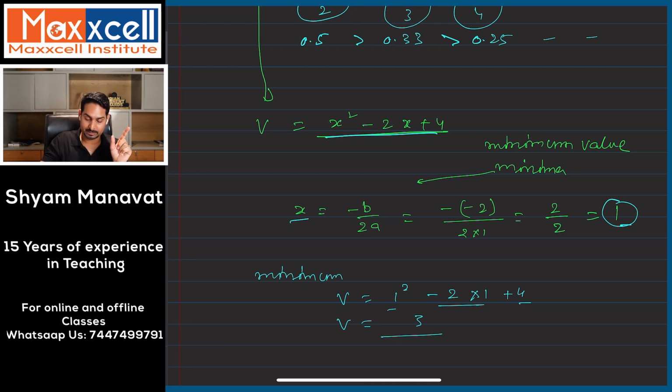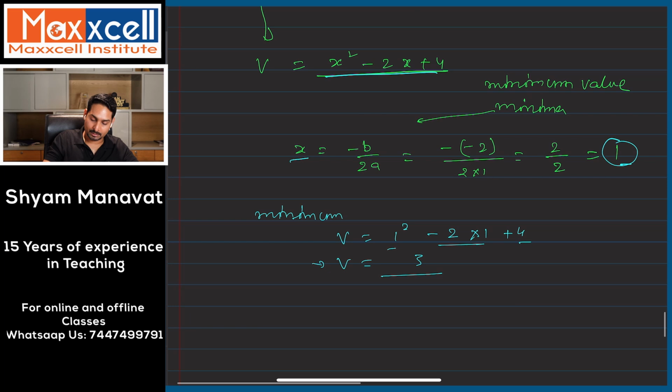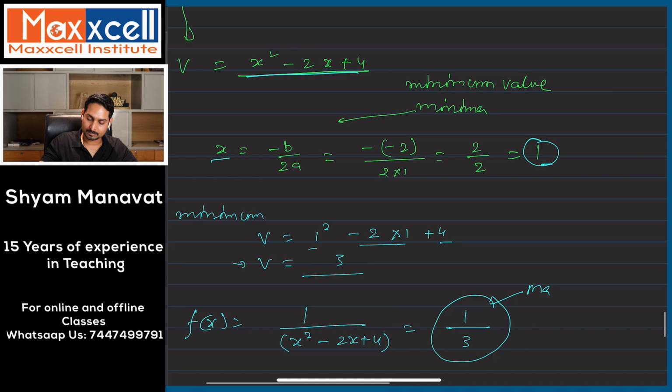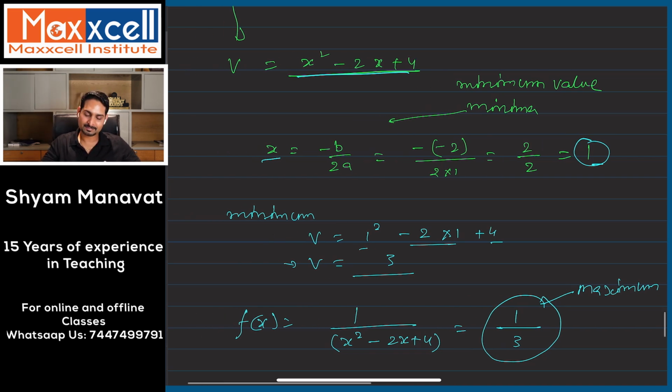Yeah, for the denominator. The denominator which we assumed as v, what is its minimum value? 3. So because the denominator's minimum value is 3, the overall expression, which is 1 upon x square minus 2x plus 4, listen carefully to the last point. Because we have the minimum value of this expression as 3, that's why the fraction will have maximum value, which is 1 upon 3. Okay? Clear?